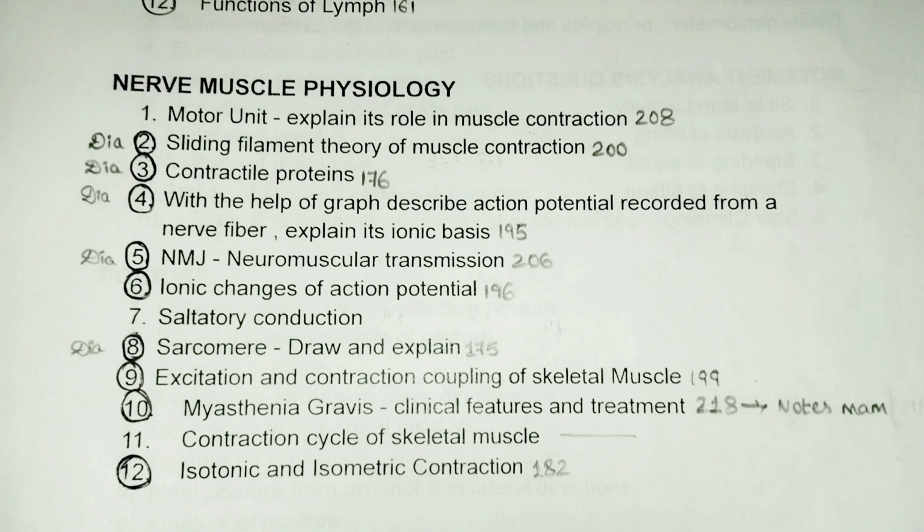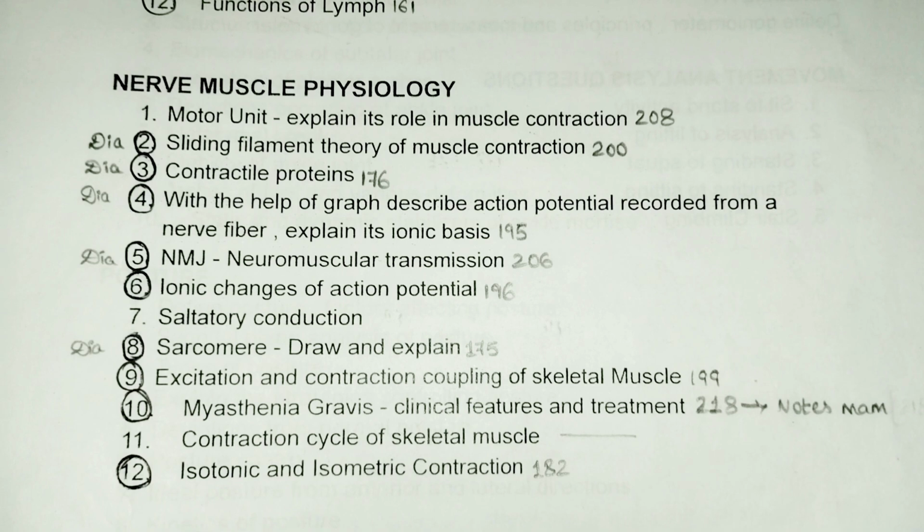Sixth one, ionic changes of action potential. Seventh one, saltatory conduction. Eighth one, sarcomere, draw and explain. Ninth one, excitation and contraction coupling of skeletal muscles. 10th one, myasthenia gravis, write about its clinical features and treatment. 11th one, contraction cycle of skeletal muscle.